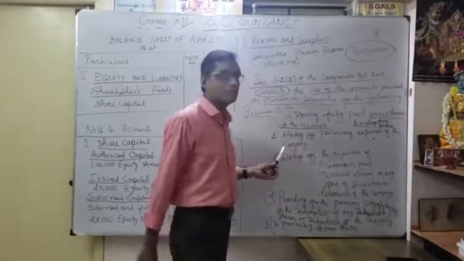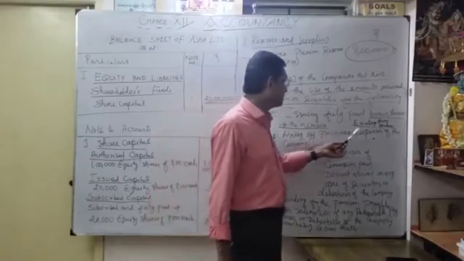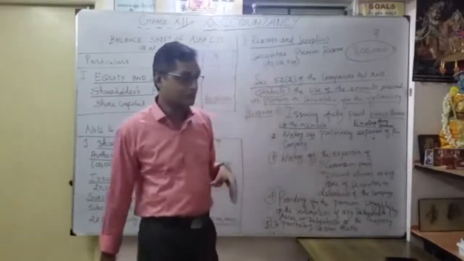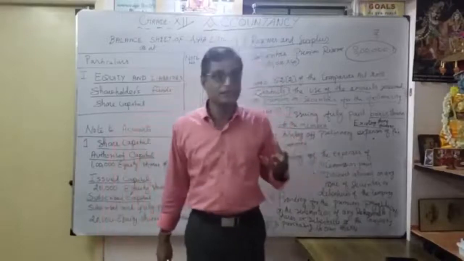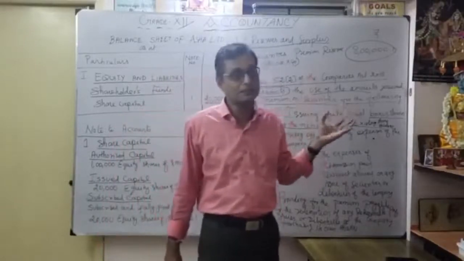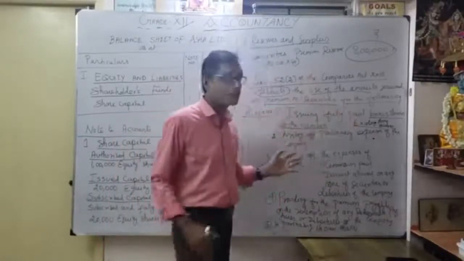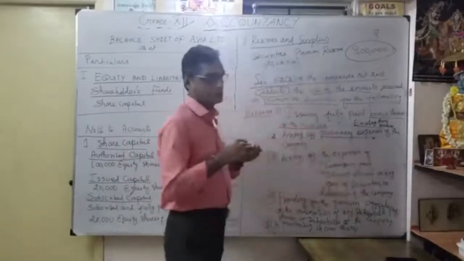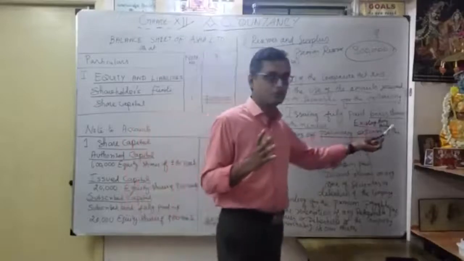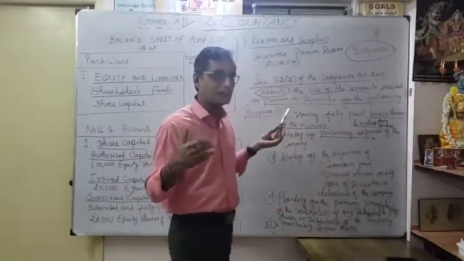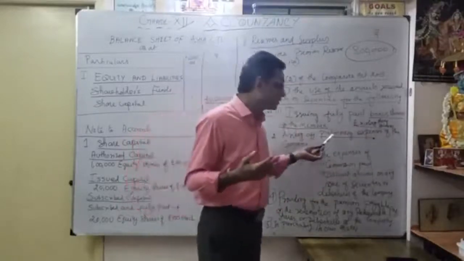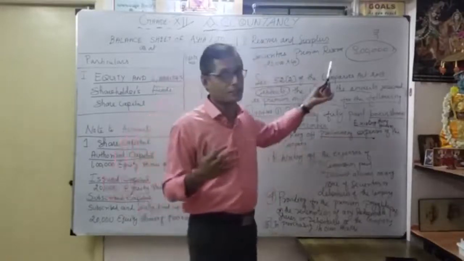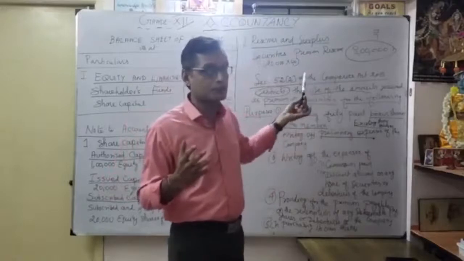Then the second purpose: you can also write off the preliminary expenses of the company. We already discussed what the preliminary expenses are: legal fees, issue expenses like that. I discussed it in the initial discussion. The first one is bonus shares to the members, that is, the existing shareholders. The second purpose is preliminary expenses. Suppose you want to write them off, you can utilize the securities premium reserve.